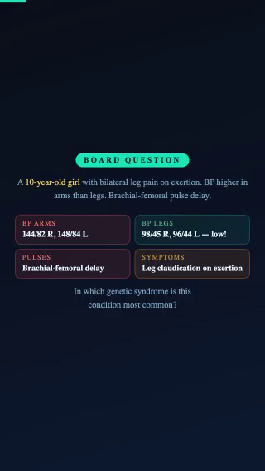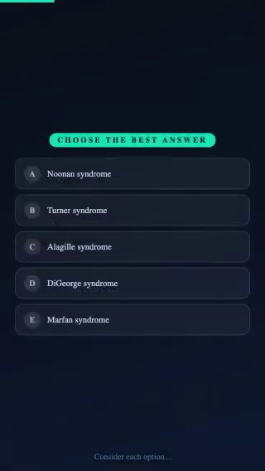In which of the following genetic syndromes is this patient's condition most common? Option A, Noonan syndrome. Option B, Turner syndrome. Option C, Alagille syndrome. Option D, DiGeorge syndrome. Option E, Marfan syndrome. Take 10 seconds.